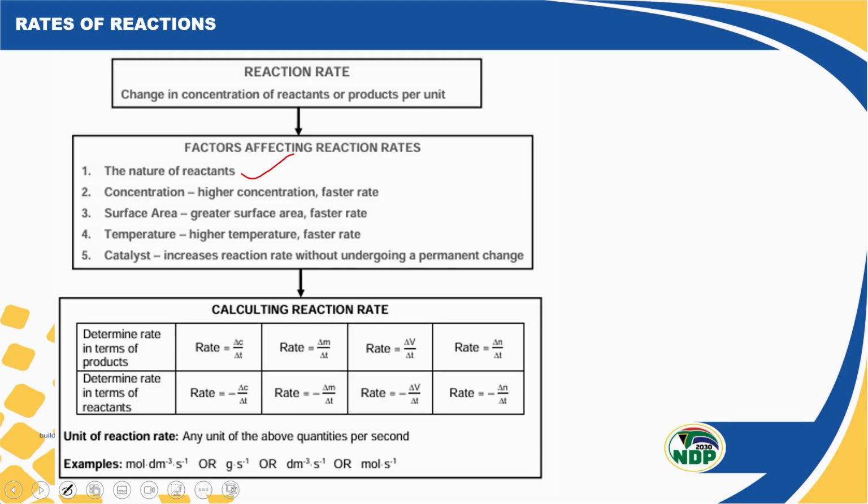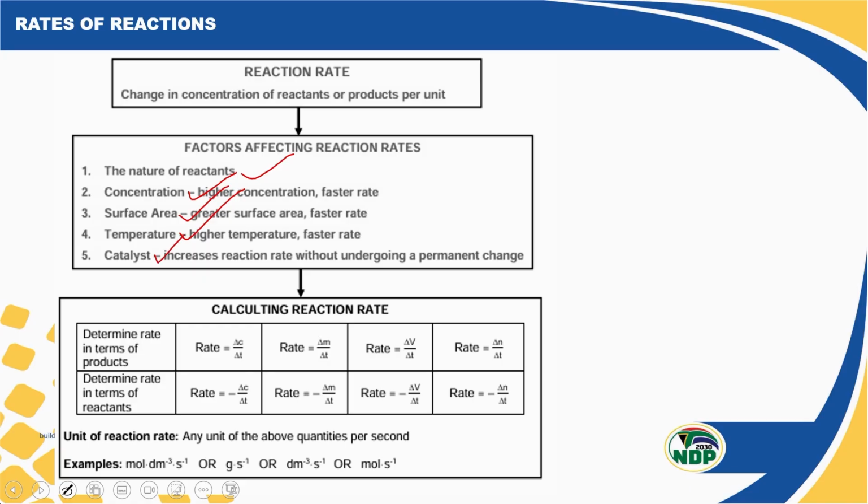Now, there are different factors that we look at in terms of rate of reaction. Factor number one is nature of reactants. Factor number two is concentration. Factor number three is the surface area. Factor number four is temperature. Factor number five is catalyst.